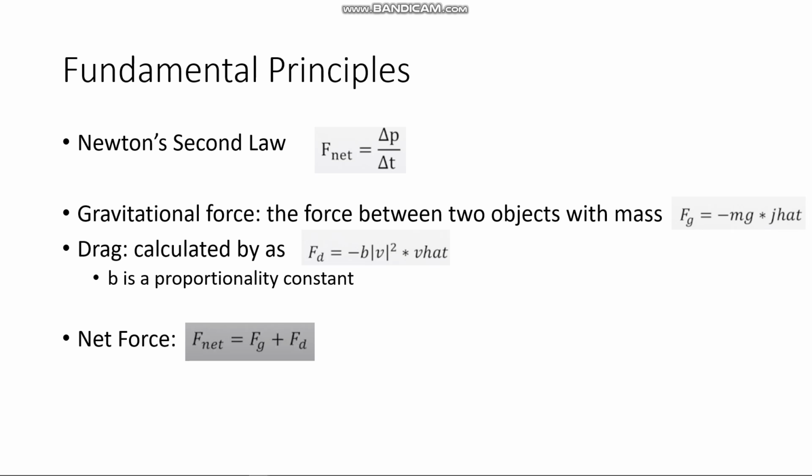And then drag is calculated as negative b, which is a proportionality constant, times the speed squared in the direction of v hat, but known as the negative, so it's actually moving against the speed. And then finally, the net force is just going to be the gravitational force plus the drag force.